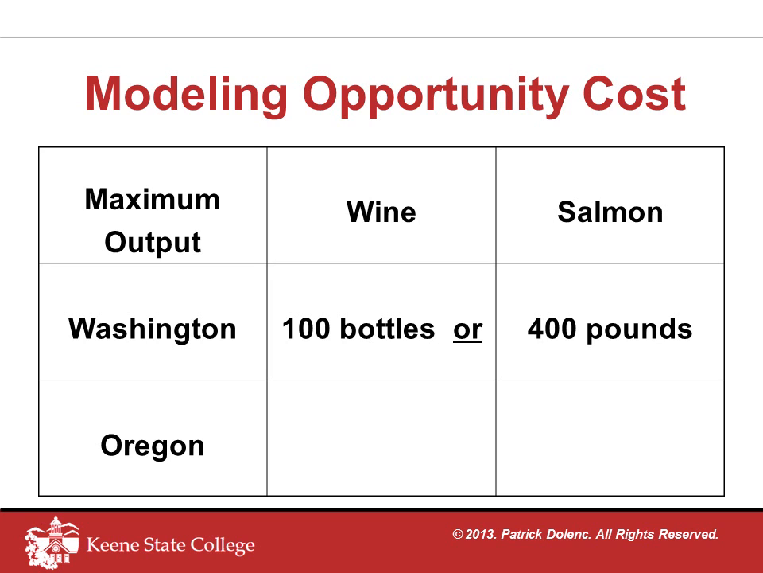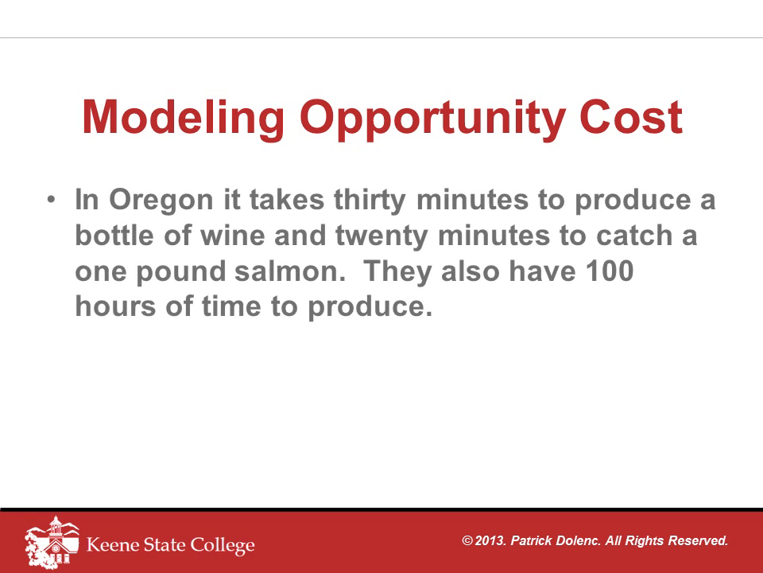In Oregon, we assume that it takes 30 minutes to produce a bottle of wine. We also assume that in Oregon, it takes 20 minutes to catch a 1-pound salmon. Notice that each of these productivity times look different in the state of Washington. That will be important in the next presentation. We're also, for the purpose of this example, going to assume that the state of Oregon has 100 hours of resource to work with. And we're going to ask the same two questions.